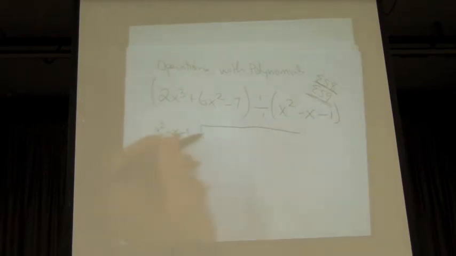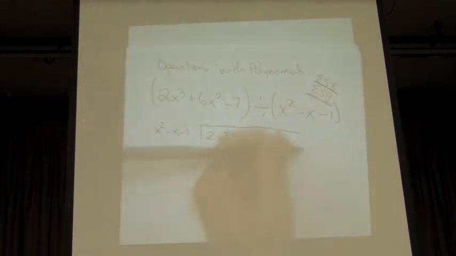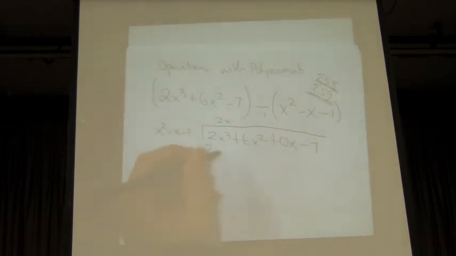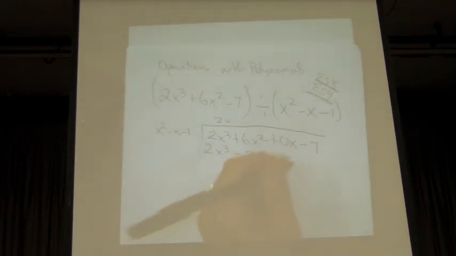That goes outside. 2x cubed plus 6x squared. What do I put now? Plus 0x minus 7. Okay? You ask yourself, what do I multiply x squared by to end up with 2x cubed? 2x. Now you multiply 2x times all three of these things. 2x times x squared, 2x cubed. 2x times negative x, minus 2x squared. 2x times negative 1, minus 2x.